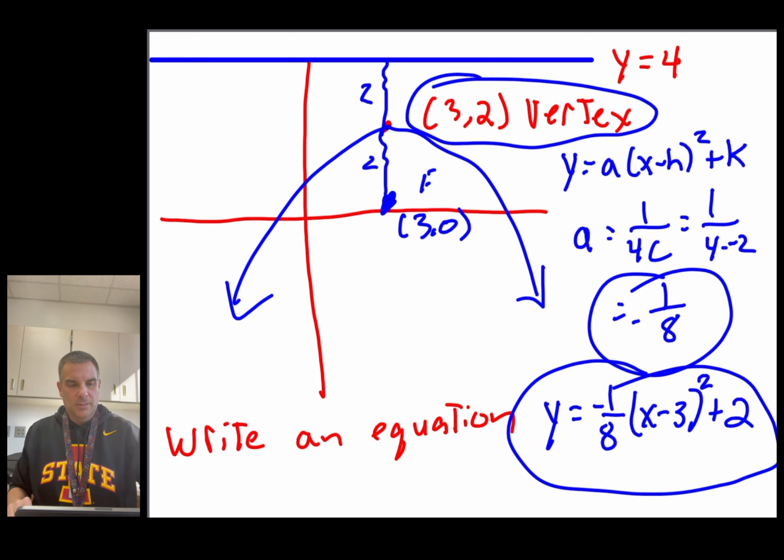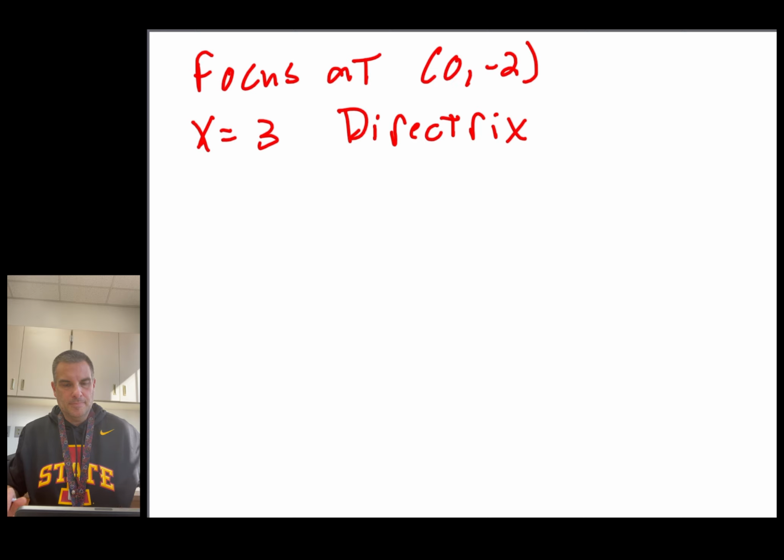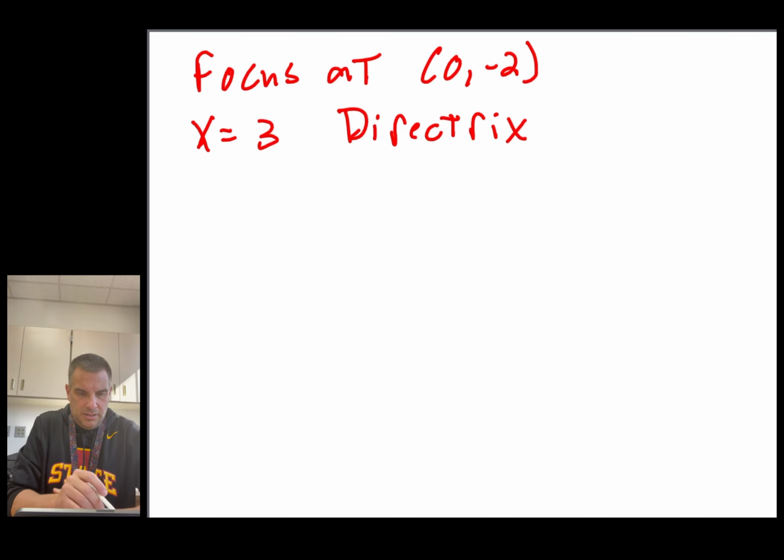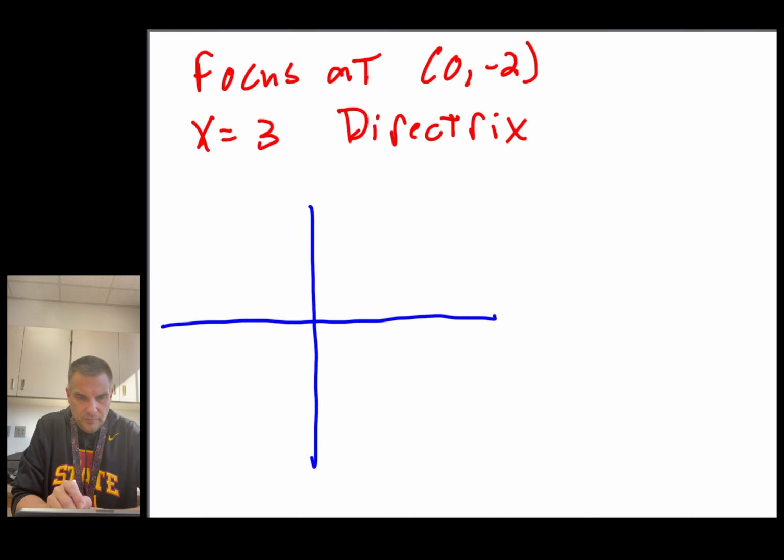Okay. One more. So in this case, we've got a focus that's at (0, -2), and we've got a directrix at x is equal to 3. Okay, so I'm going to go ahead and sketch it first. Focus is at (0, -2). That's right there. So that is my focus.